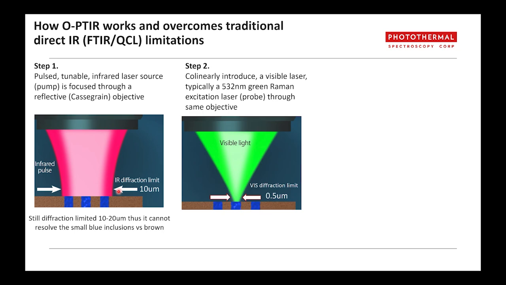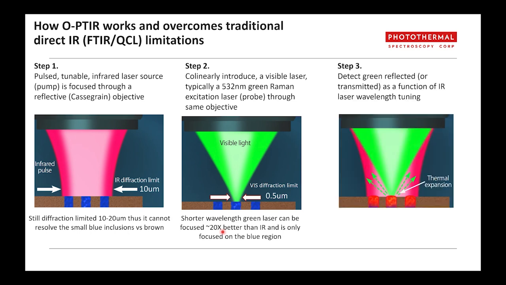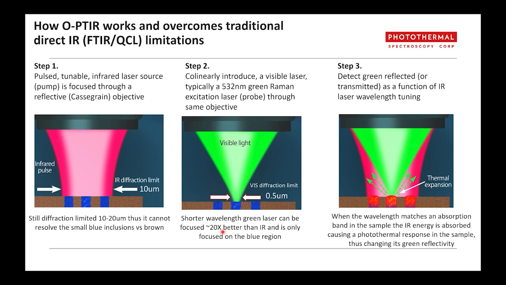Collinearly, we introduce our probe beam. Our probe beam is a green beam. So that green beam can be focused much more tightly, say about half a micron, so about 500 nanometers. And it's really that tighter focus that delivers the spatial resolution, that 20x improvement in spatial resolution. And this is the part that you have to sort of wrap your head around if you're coming from an FTIR background.